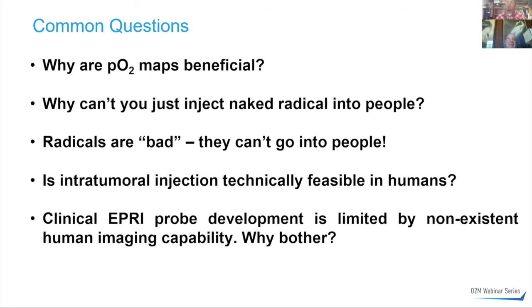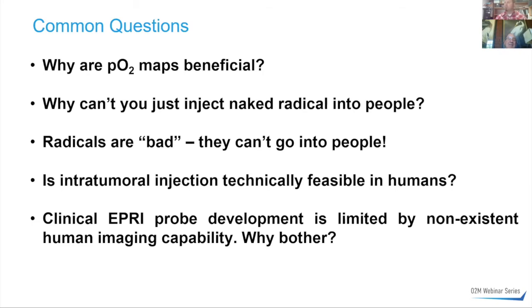There are two groups then of people. One asks, why can't you just inject a naked radical into people? What's the problem? And another group who says that free radicals are bad. You can't put them into people. They're evil molecules. A question about intratumoral injection, which is the path that we chose for our imaging agent in the tumors grown in the mice at O2M, and I'll show pictures of those later. Turns out that's actually a feasible route for humans.